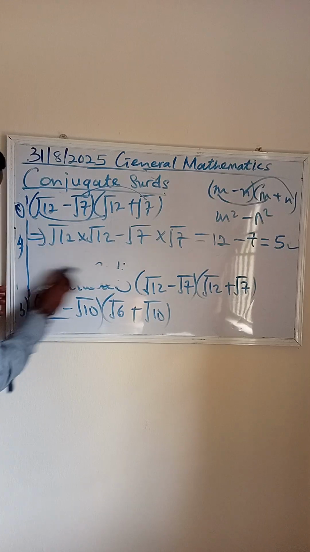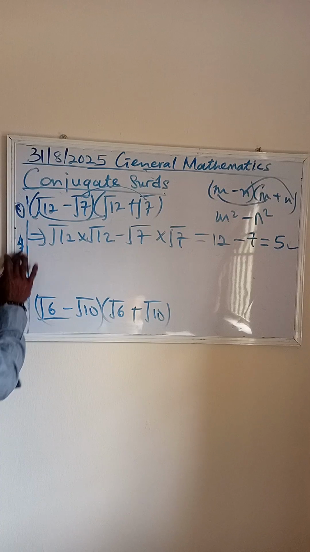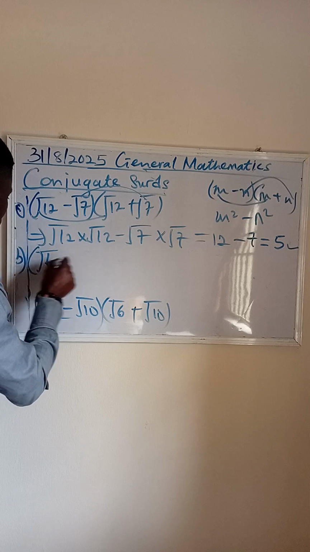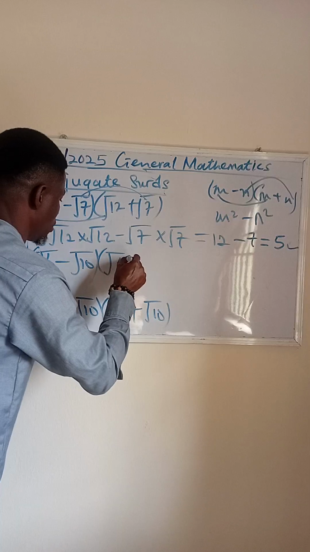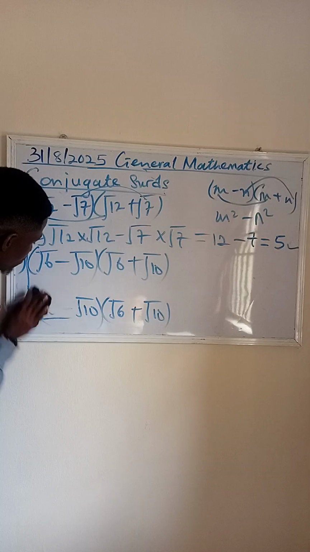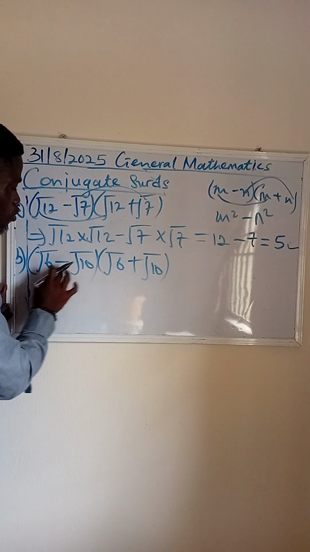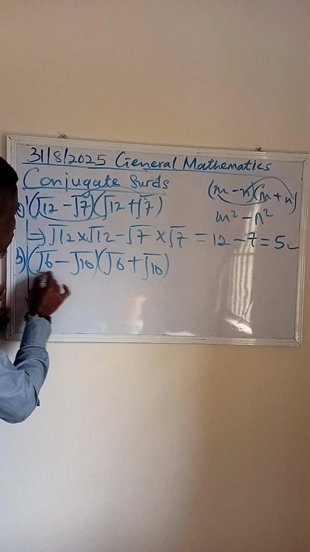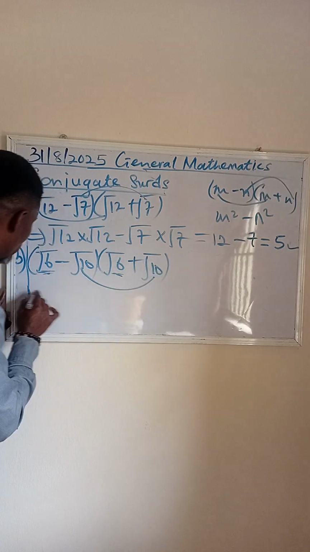Now let's go to example 2. So we have b. So we have bracket root 6 minus root 10, then bracket root 6 plus root 10. So the same process. Anytime you have a difference of two squares, that is minus plus or plus minus, you just need to multiply this and this together, then you consider this one as well. Okay, let's go.